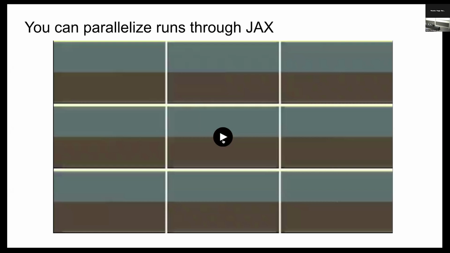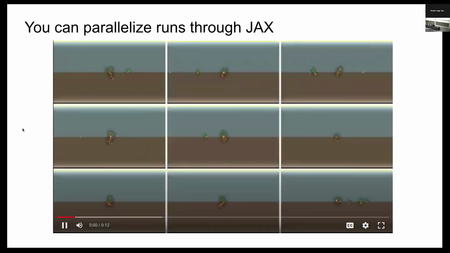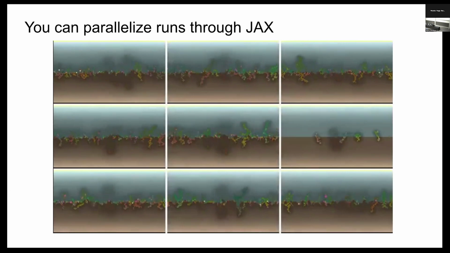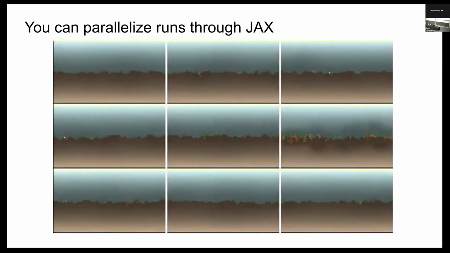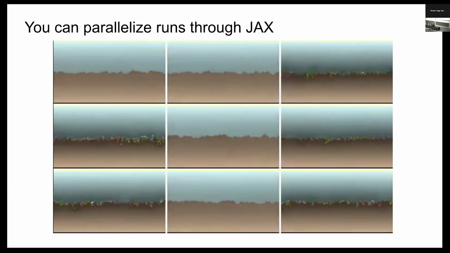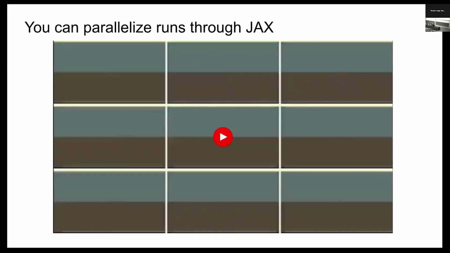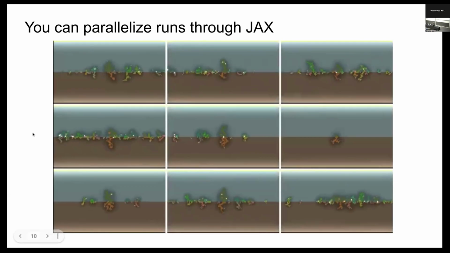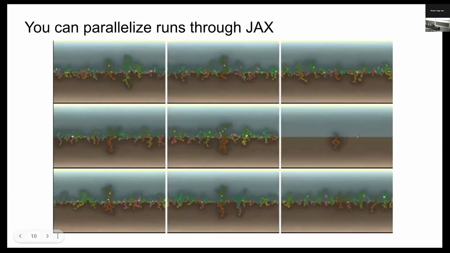So I was telling you about the superpower of JAX, and this is essentially what you can do with JAX. You just say you have an environment that you want to run, and you parallelize it however many times you want. Here you can see that in some specific configurations the plants die, and sometimes they don't. This is very useful if you want to do some objective quantitative analysis.